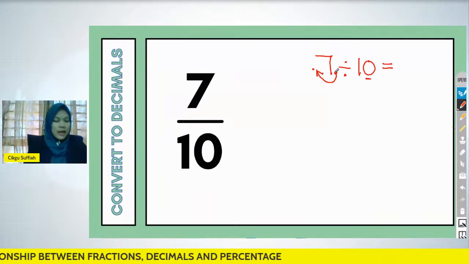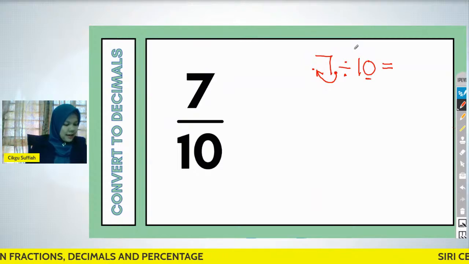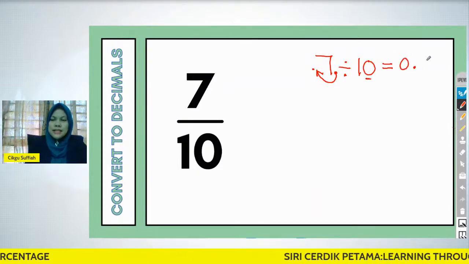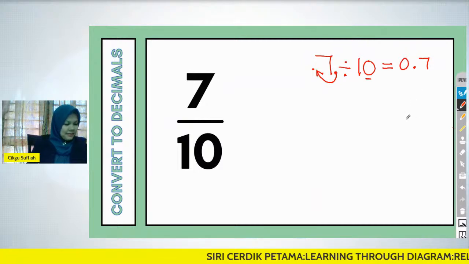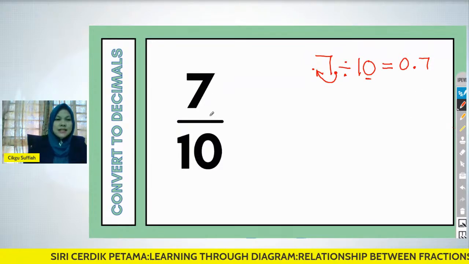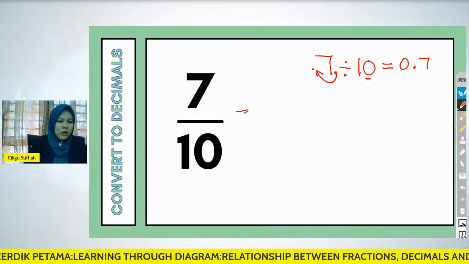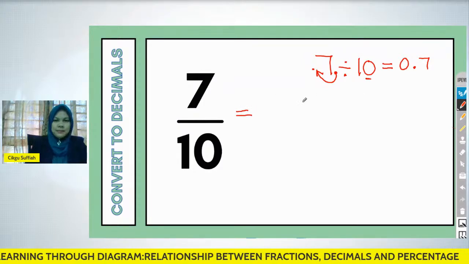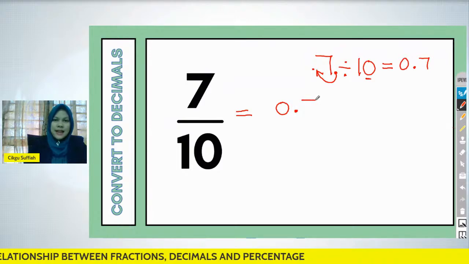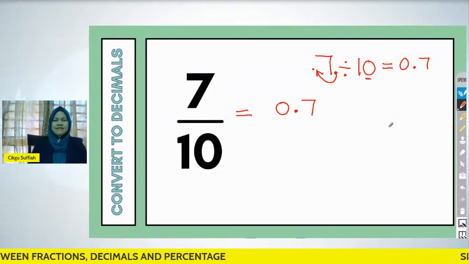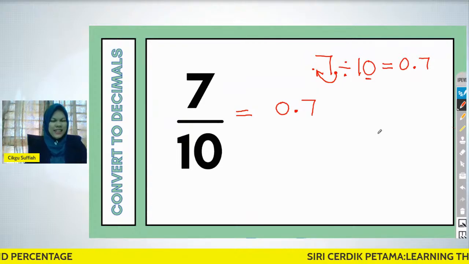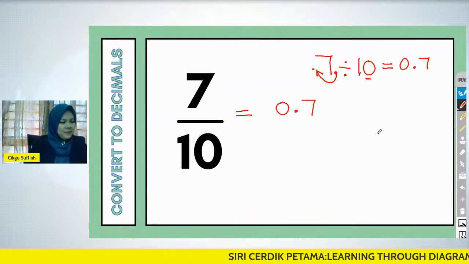Now, after I move the decimal point, I got 0.7. Correct. So I can write down over here, 7 over 10 is equal to 0.7. Easy, right? It's actually quite easy if you understand.